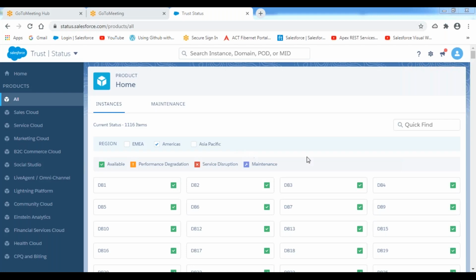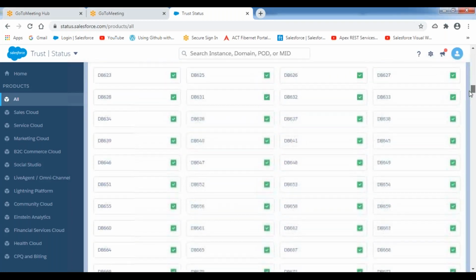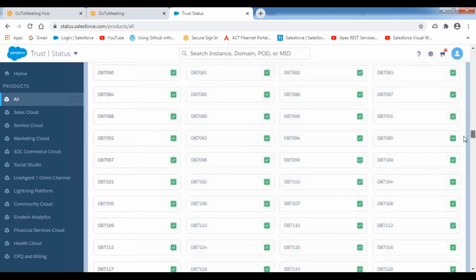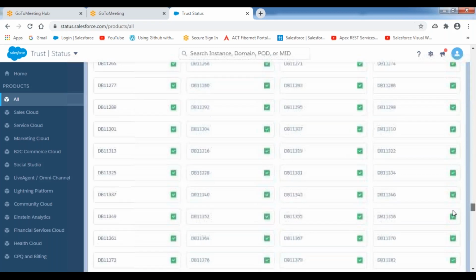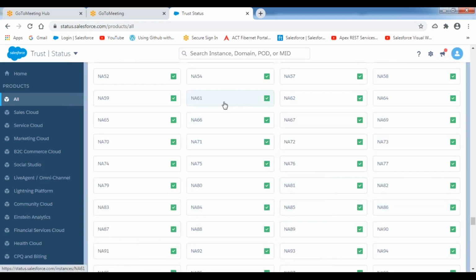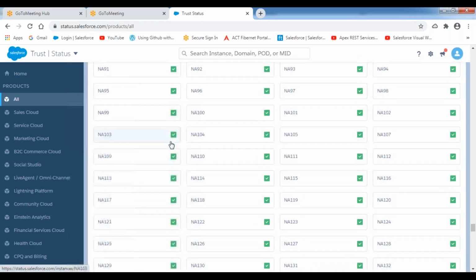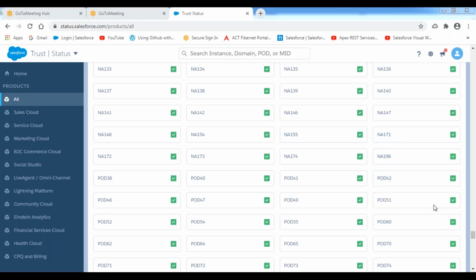So these are the various servers information here. Database servers are also available. We can see the North America region servers also. Let me show you. Now here, let's see. North America region servers are available up to NA196. Okay, up to NA196 are available. Now, in this case, these are the various servers being maintained by Salesforce.